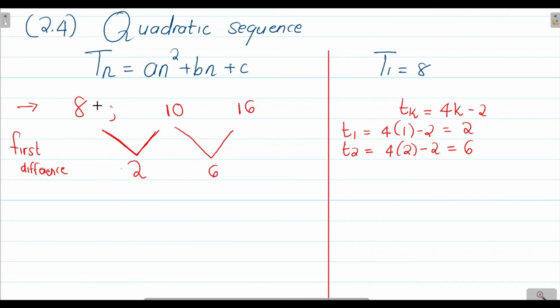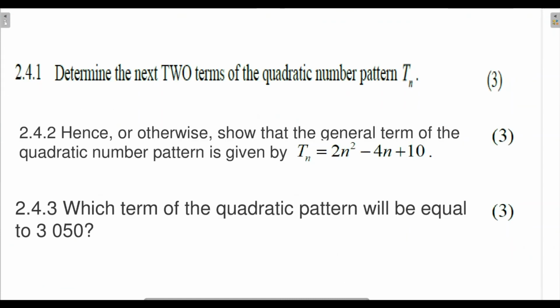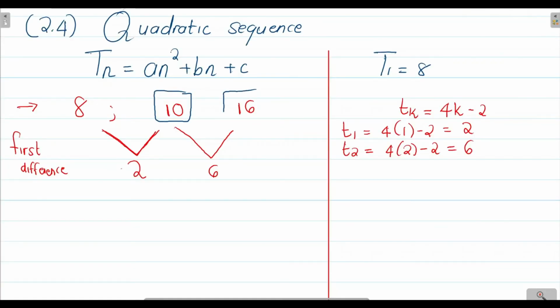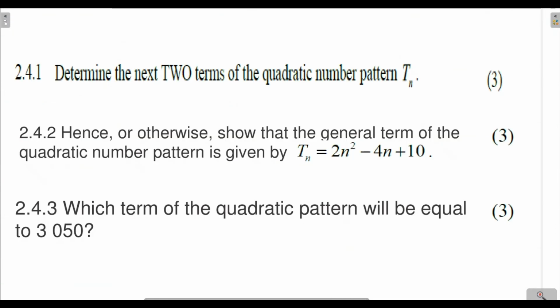And then, guys, we have basically calculated the next two terms of this quadratic number pattern. The next two terms for this quadratic number pattern are given by 10 and 16. So for question 2.4.1, the answer is 10 and 16. Those are the next, actually not the first, the next two terms for this quadratic number pattern.